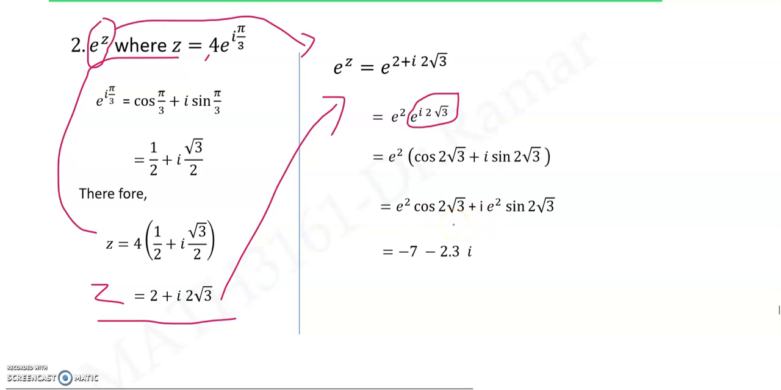Then you make use of the calculator to find e squared. What is e squared? And then what is the cosine value of this? Keep your calculator in radian mode, because here 2 root 3 is the number. So in radian mode, find the value of cosine 2 root 3, then multiply it. You will get minus 7. Similarly, put your calculator in radian mode, find the value of sine 2 root 3, then multiply with e squared. You will find this value. Okay, so this is nothing but the form of a plus bi. So we have completed the value of e to the power z in terms of a plus bi.